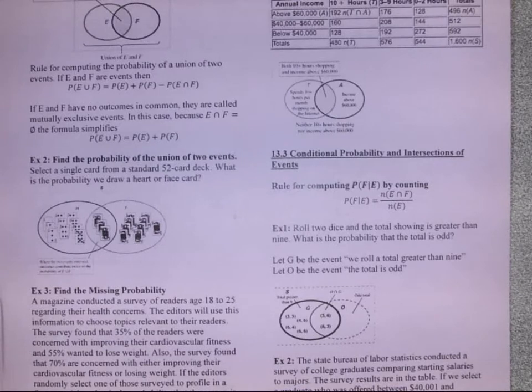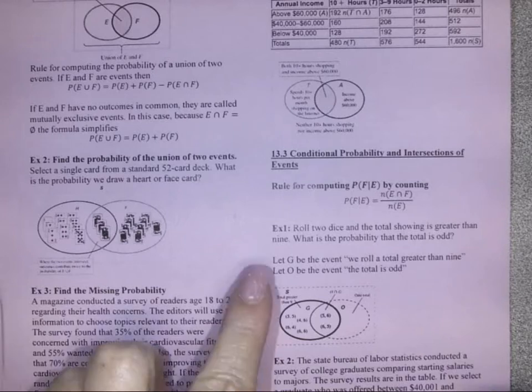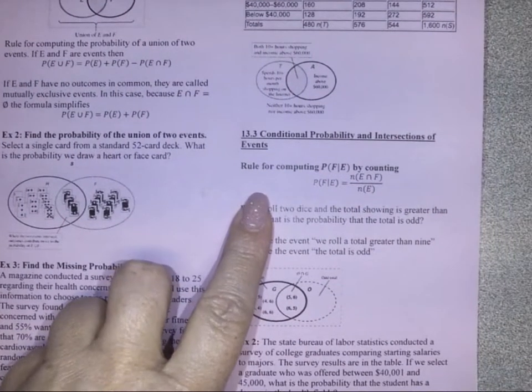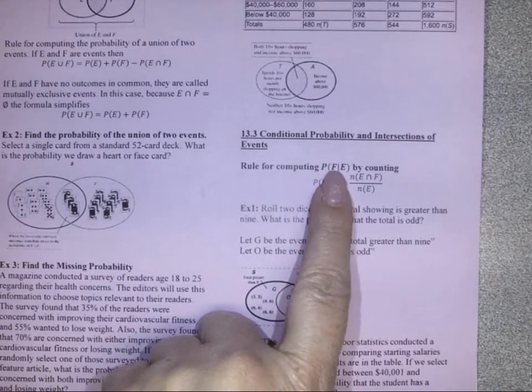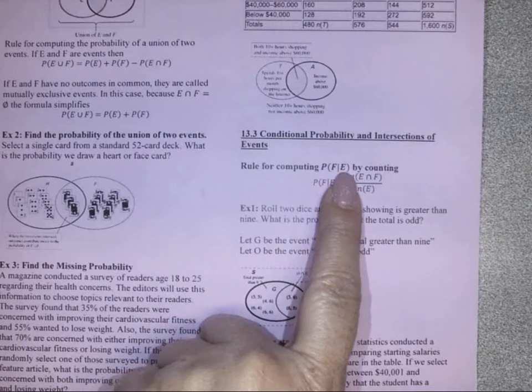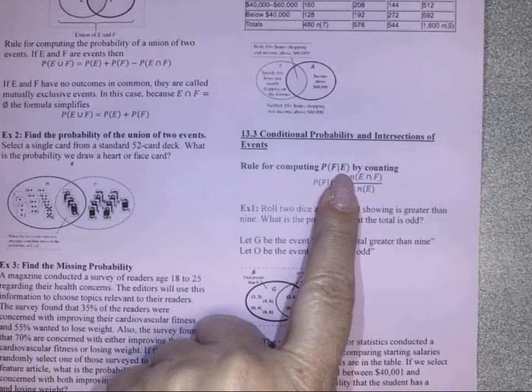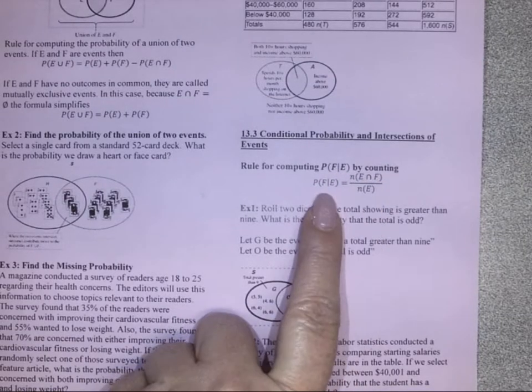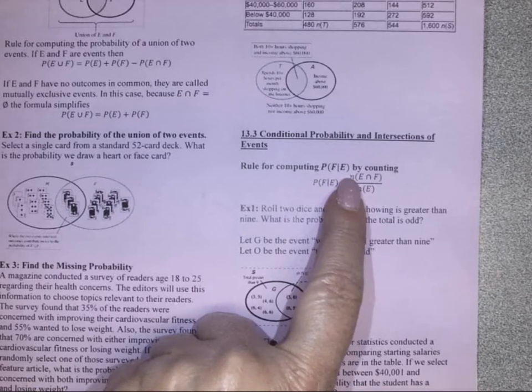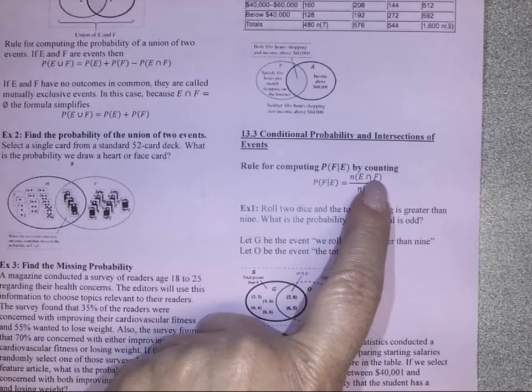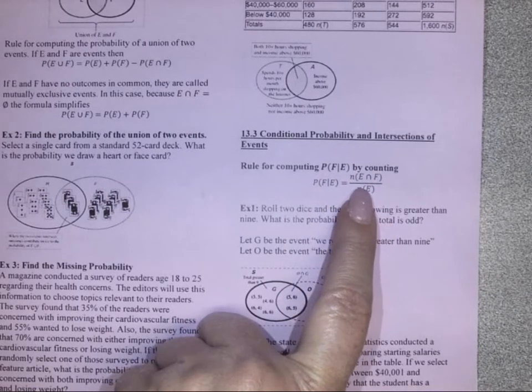We are talking about conditional probability and the intersections of events. So the rule for computing P of F given E, that's what that line means, is given E, by counting, we're going to find the number of E intersected with F and divide by the number of E.